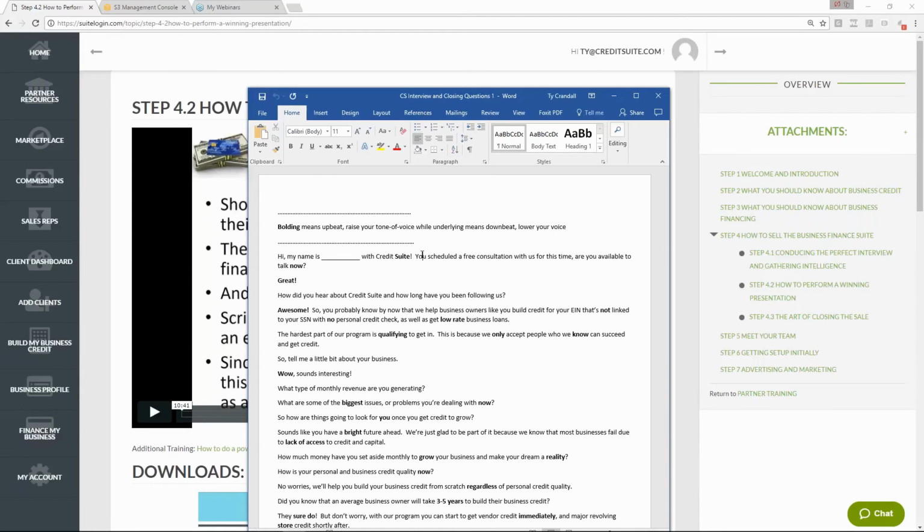Even if they're not sure they even know who it is, they still automatically say okay while they're trying to process the information in their head, because the fact that it's an upbeat at the end of the name implies they should know who we are. "You scheduled a free consultation with us for this time. You available to talk now?" "Yes." "Great. Okay. Well, how did you hear about us?"